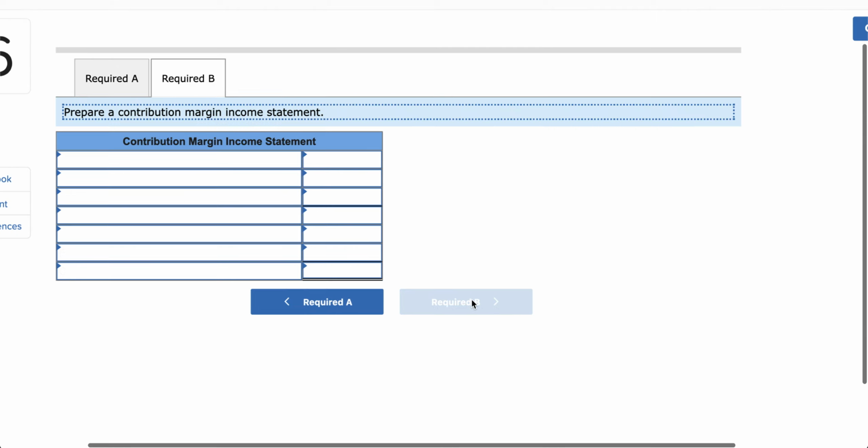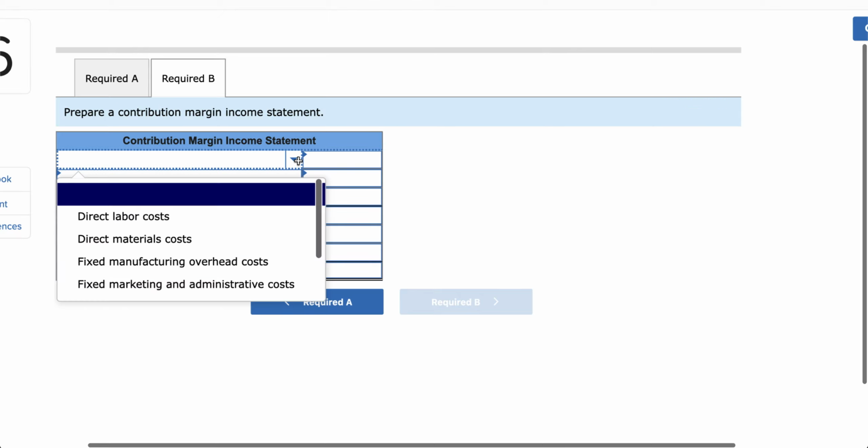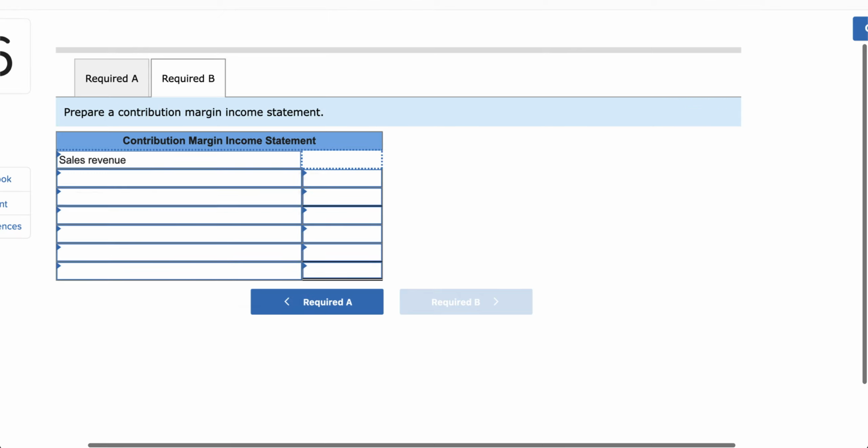Let's move to requirement B, where we're looking at the contribution margin income statement. Again, this one is in the format of sales minus all of your variable cost equals contribution margin minus all of your fixed cost will equal the operating income. Looking at the same information, some of the numbers we won't have to calculate again because we've already done that. But we always start with sales. That will not change because of the format here. So we have the $230,400.